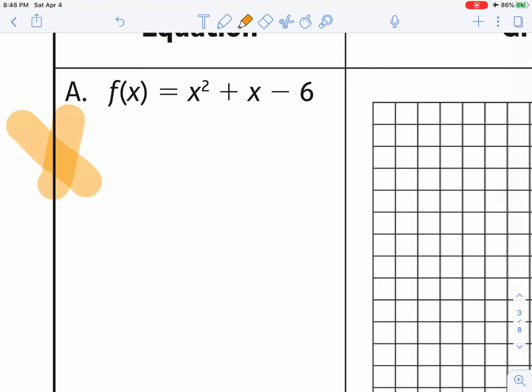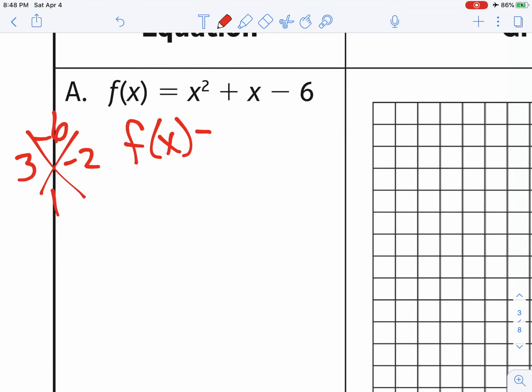So, looking at this, oh, that's funny. I used the highlighter, sorry. Are there any values of -6 that add to 1? And hopefully you got 3 and -2. So we have x plus 3, x minus 2.